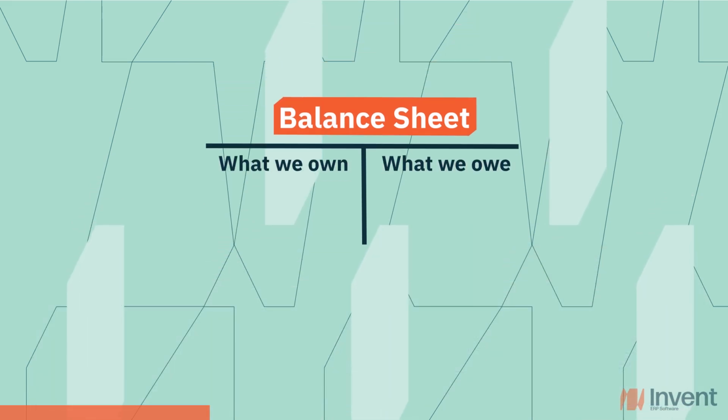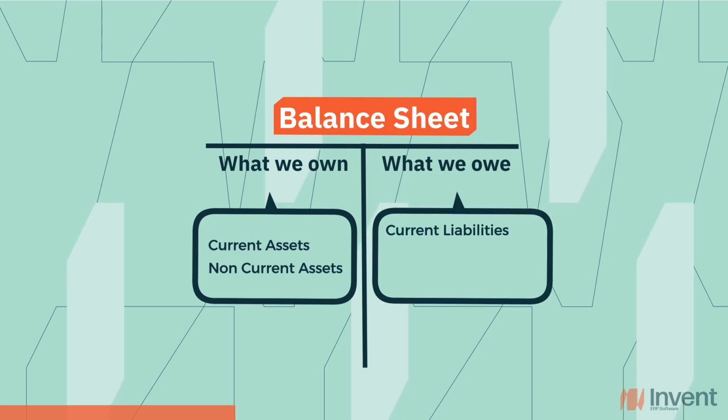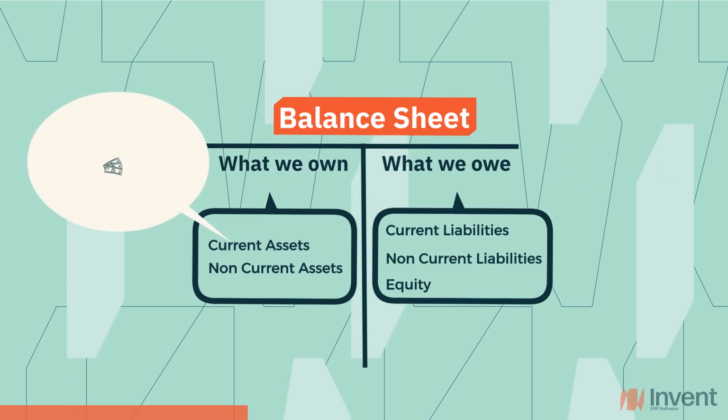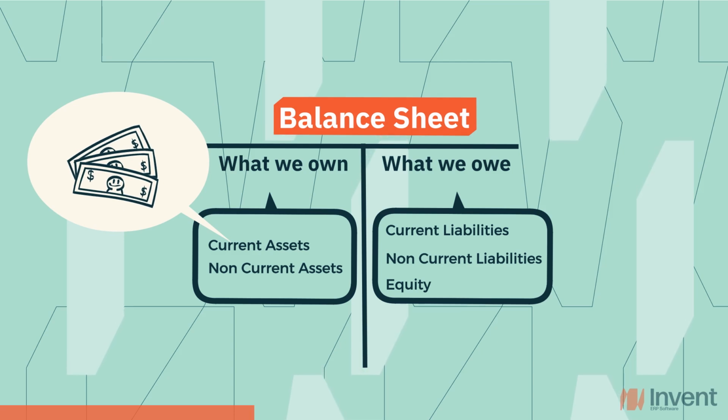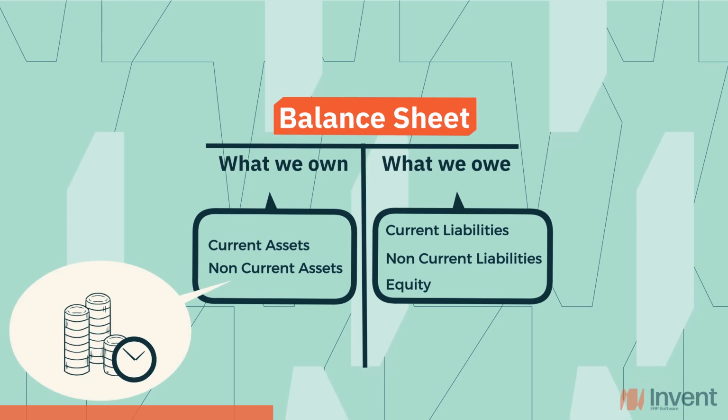When reading a balance sheet, it is important to start off by looking at the balance sheet by category. Current assets and non-current assets on the left, current liabilities, non-current liabilities, and equity on the right. Current assets are cash and other assets that are expected to be converted to cash within a year. Non-current assets are longer-term investments that cannot be converted into cash quickly.